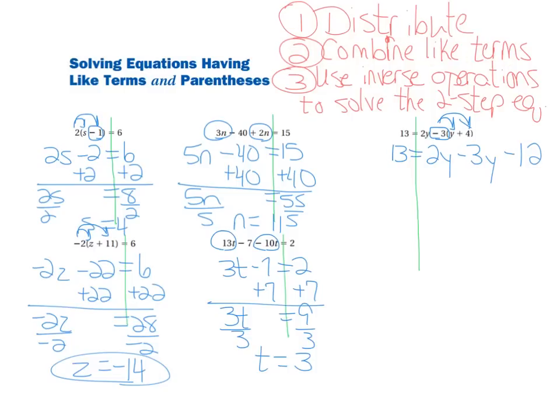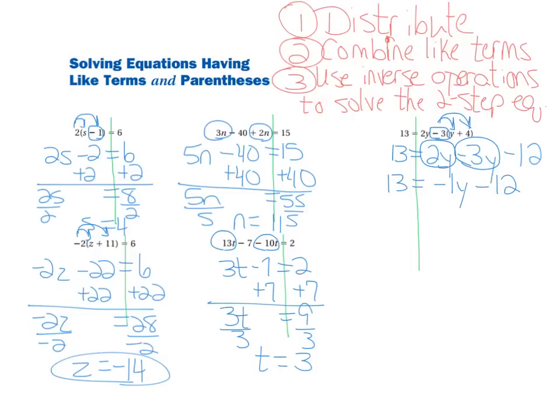Step two is combine like terms. Bring down your 13, bring down your equals. Look for your like terms. 2y minus 3y. What is 2 minus 3? 2 minus 3 is negative 1, right? Now, you don't have to write that 1 there. You do have to write the y, but you get negative 1y minus 12.